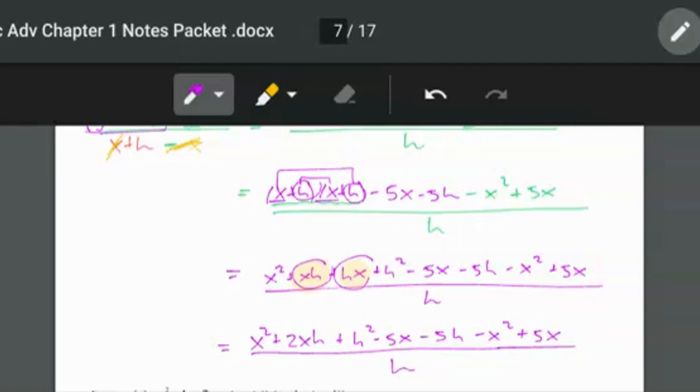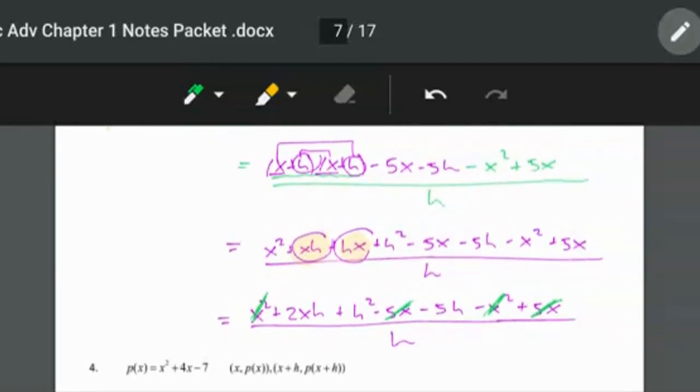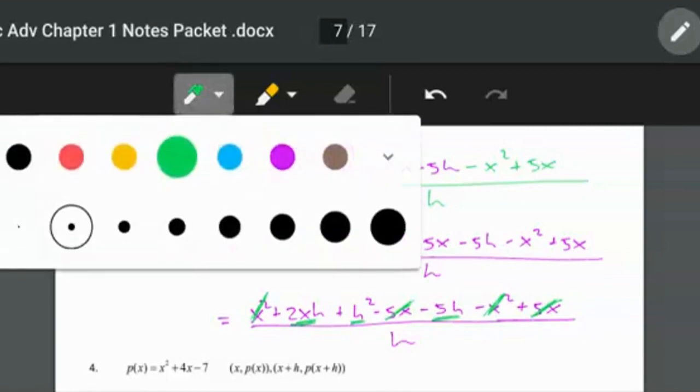Then I would start simplifying. There should be some things that cancel. I see x squared and negative x squared, those cancel. Negative 5x, positive 5x, those cancel. All right, and it looks like everything that's left over has an h in common. So all this stuff in the numerator, they all have an h. I would factor an h out.